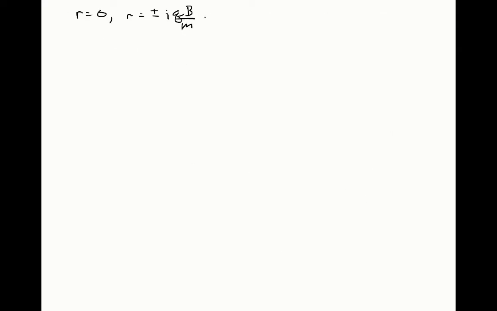And again, most books you'll see write qB/m as omega, but I don't want to lose track of what that is. So this works the same way as it does for second order equations. Now we're getting a solution, and this time it's called the complementary solution. So we have a e to the plus or minus i qB/m times t.